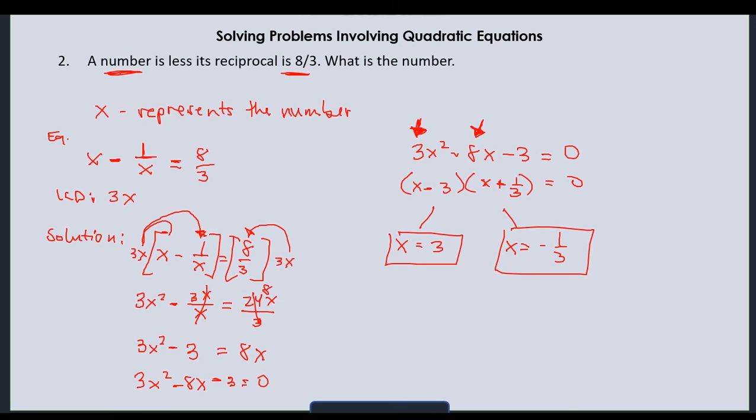So the number here is, let's write our conclusion. Therefore, the number is 3 or negative 1/3.